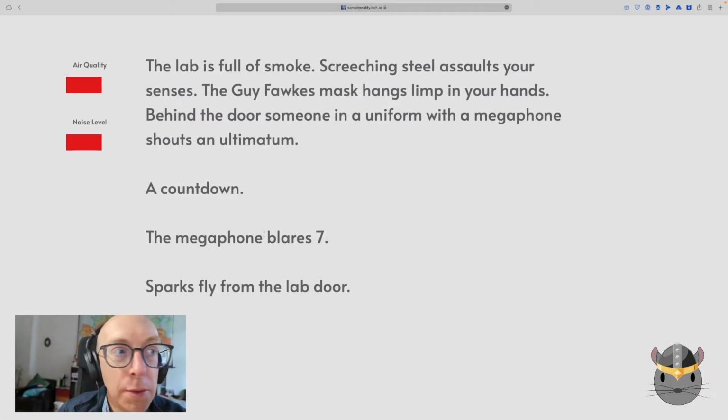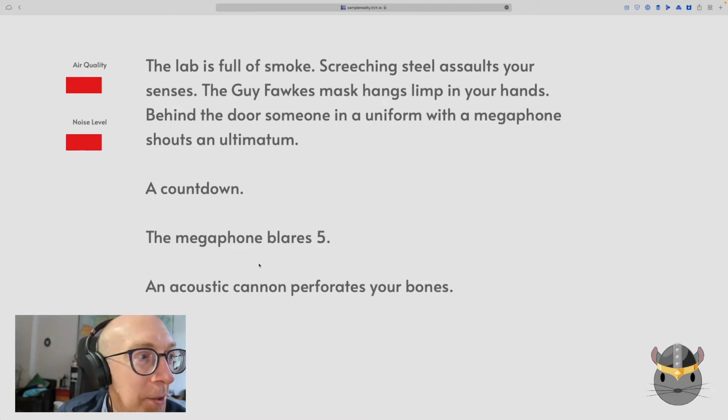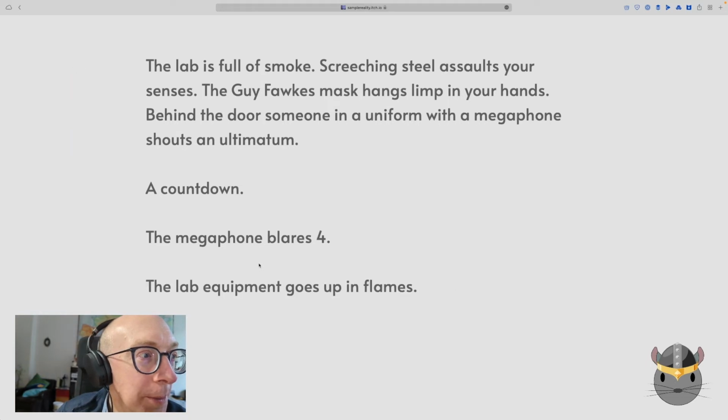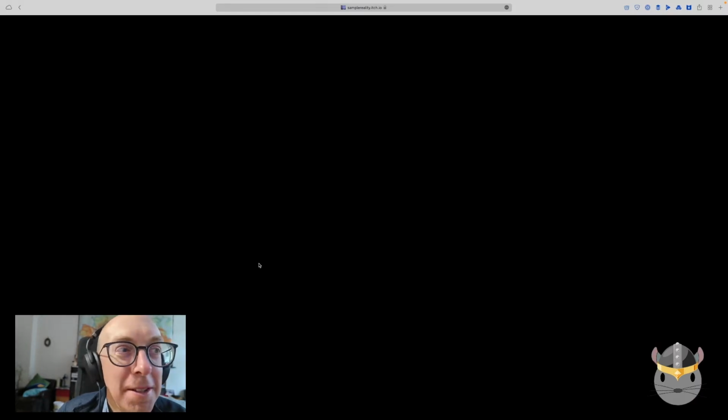You put on the Guy Fawkes mask. Sparks fly from the lab door. An acoustic cannon perforates your bones. The lab equipment goes up in flames. They bust down the door. Behind the Guy Fawkes mask, you weep.